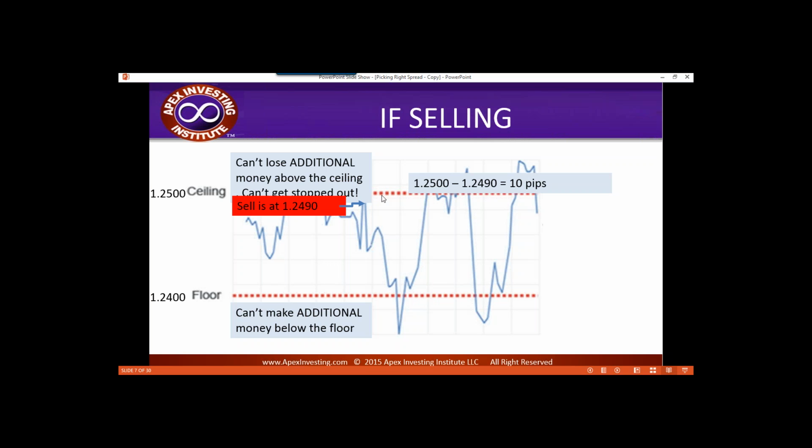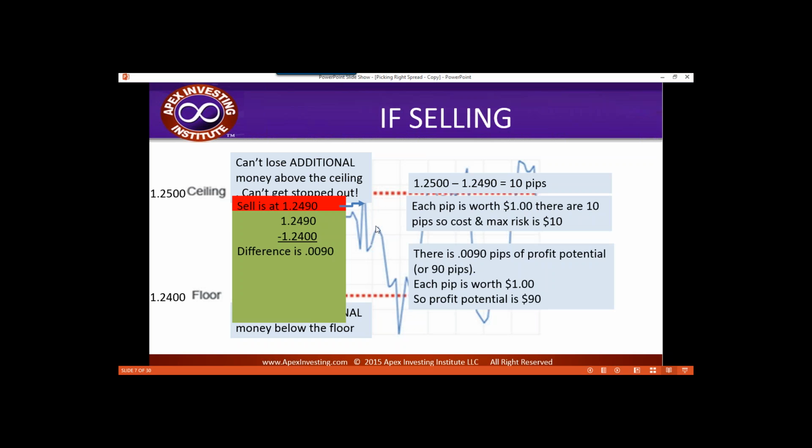Well, the ceiling is 2,500. I'm selling when the market's right here at 24.90, so it's 10 pips difference between where I'm selling and the ceiling. Each pip is worth $1, therefore my maximum risk, the most I can lose on this spread, is 10 bucks. Because if it goes against me, I'm only going to lose money to the ceiling. My max reward, if it went all the way down to the floor and I got out, would be what? 90 pips, right? I sold it at 24.90. It can go all the way down to 2,400. I can make 90 pips or 90 bucks.